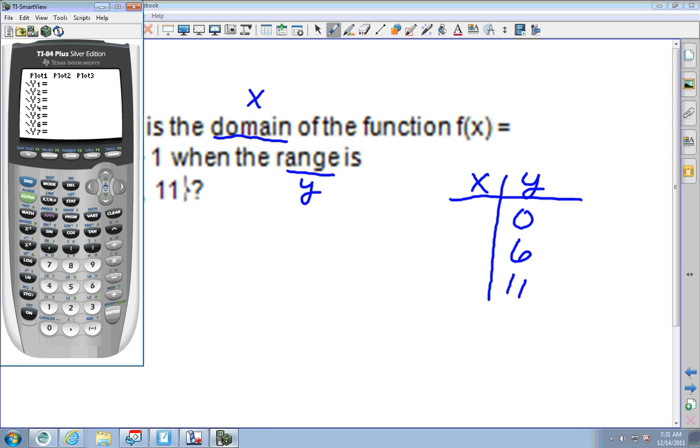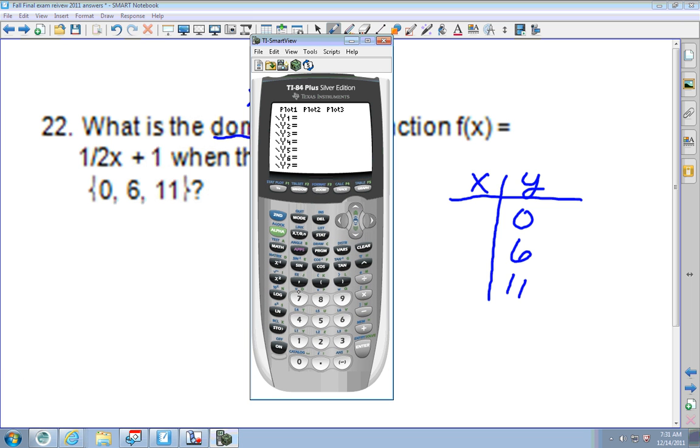So let's go into the calculator. Let me move this over. And you're going to put in there 1/2 x plus 1. Now, we'll go up to the table, second graph, and you're going to look and see where y is 0. So let's go up. Y is 0 when x is -2.